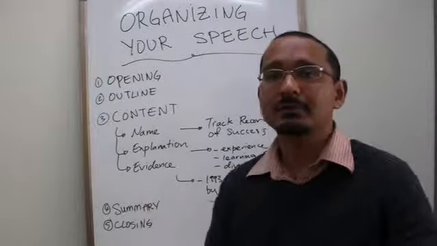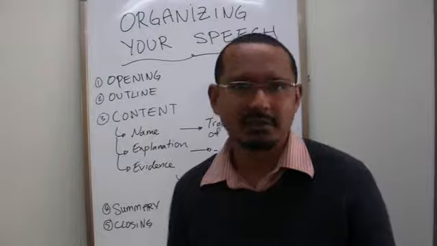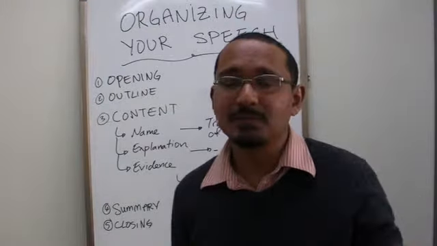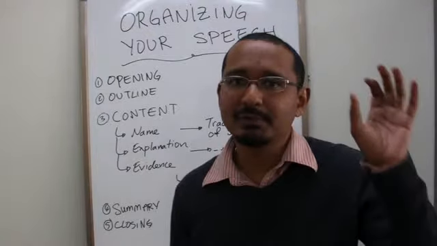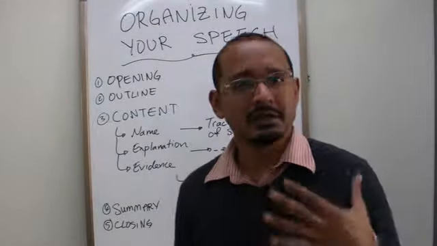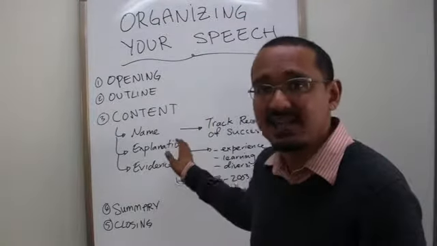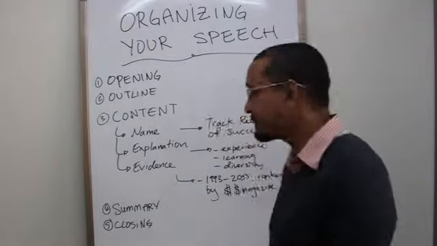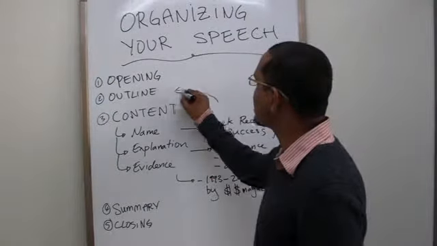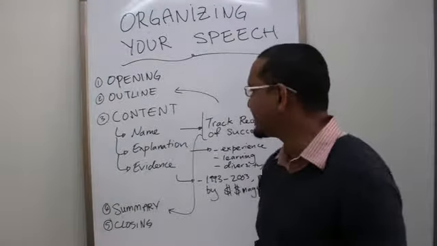Okay, now these are why these things are important. A name helps people remember your idea. You may have a powerful idea and it may inspire me, but it's going to be very difficult for me to act upon it if I can't remember it. People like to map things into a very simple point. So if I want to talk again about the bank, I would say track record of success. This idea, this name, this label is the same thing you're going to mention in your outline and repeat again in your summary.